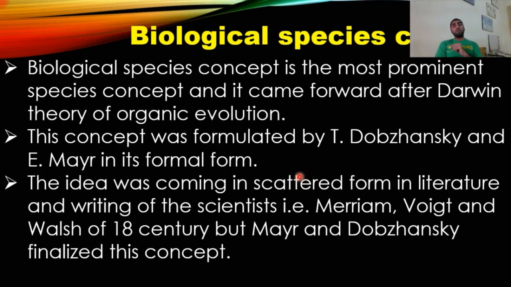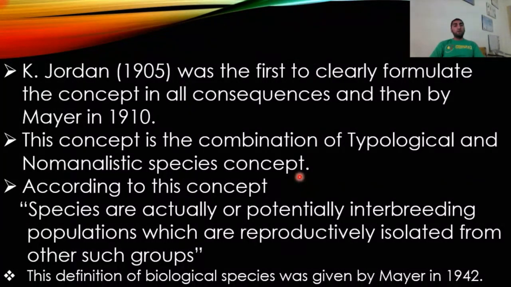and there were no more ideas of fixity of species. This concept was formulated by T. Dobzhansky and Ernst Mayr in its formal form. The idea was coming in scattered form in the literature and writing of scientists like Wallace and others of the 18th century, but Mayr and Dobzhansky finalized this concept. K. Jordan in 1905 was the first to clearly formulate the concept in all its consequences, and then Mayr in 1910. So this concept is a combination of the typological and also the nominalistic species concepts.